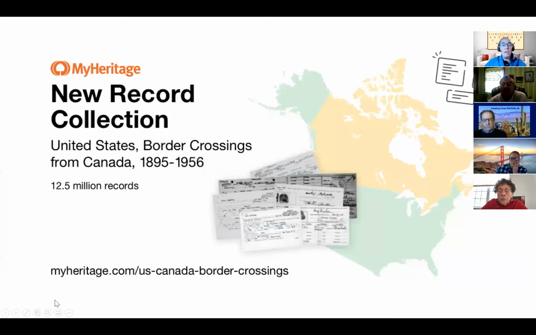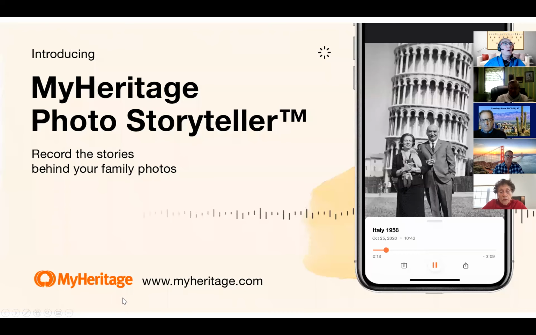Also, a reminder about the latest collection that we have released, the United States border crossings from Canada. If you have immigrant ancestors and you have not been able to find them in any records, probably they were hiding just in this collection, 12.5 million records at your disposition.